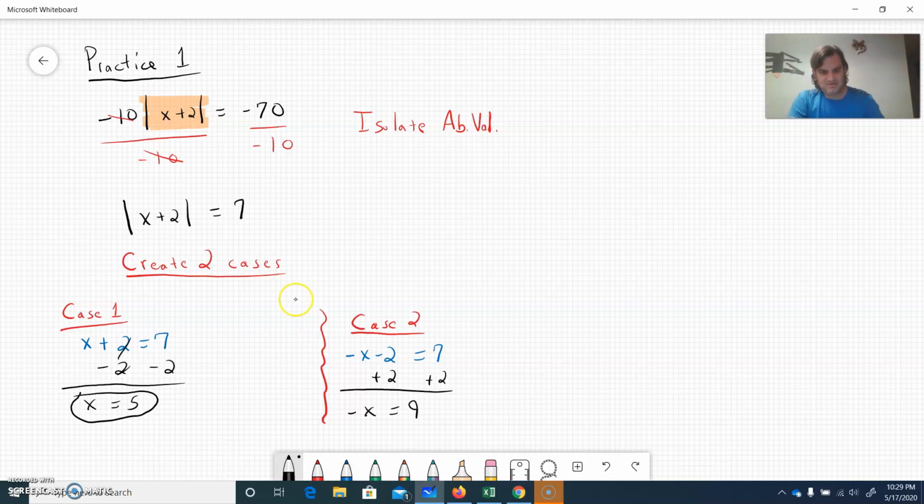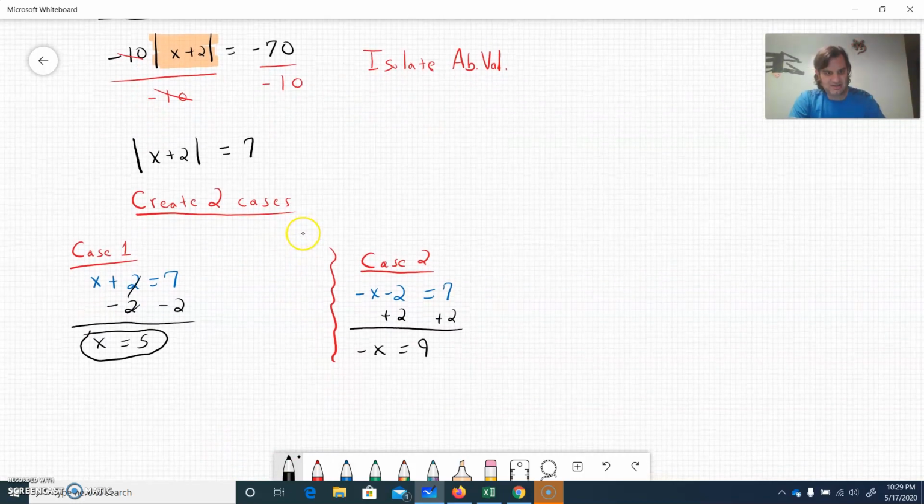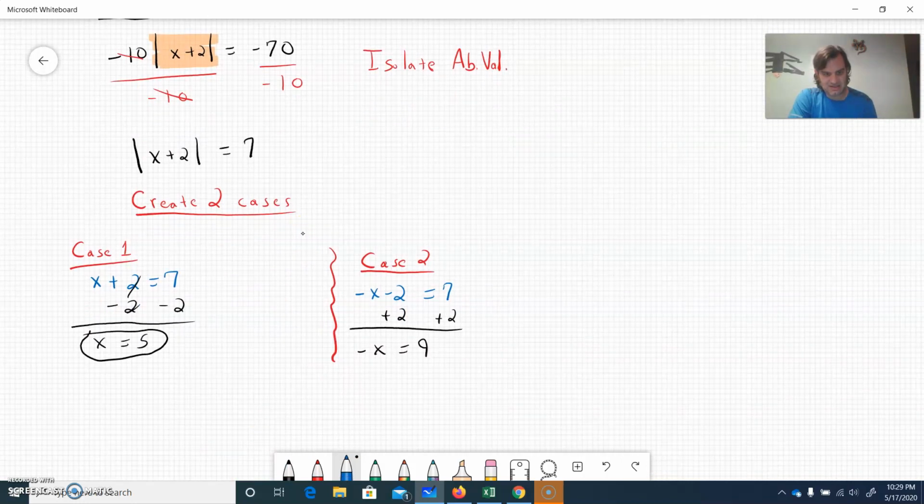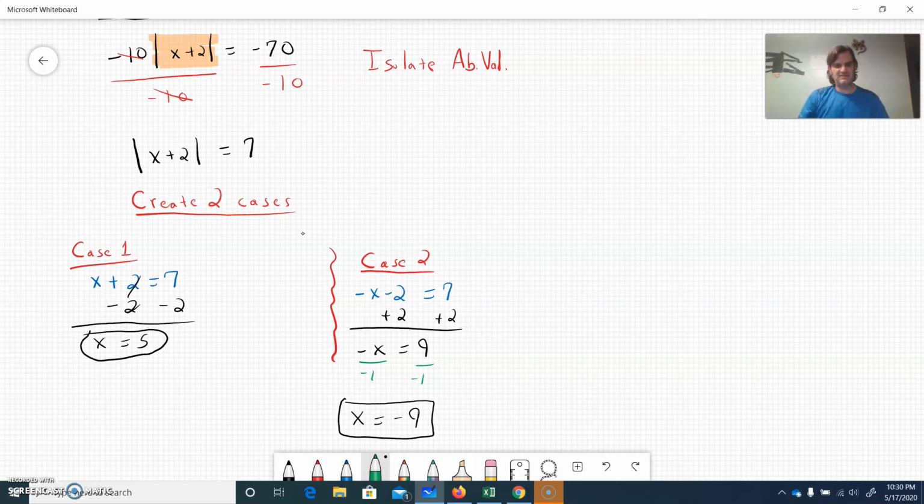And then I better go ahead and divide both sides by negative 1, because I don't really care for a solution of negative x equals something. I want x to equal something. So x ends up being negative 9. Okay, so right now I've got two solutions, 5 and negative 9. So let's check them. You won't have anything crazy happen, but it's good practice.